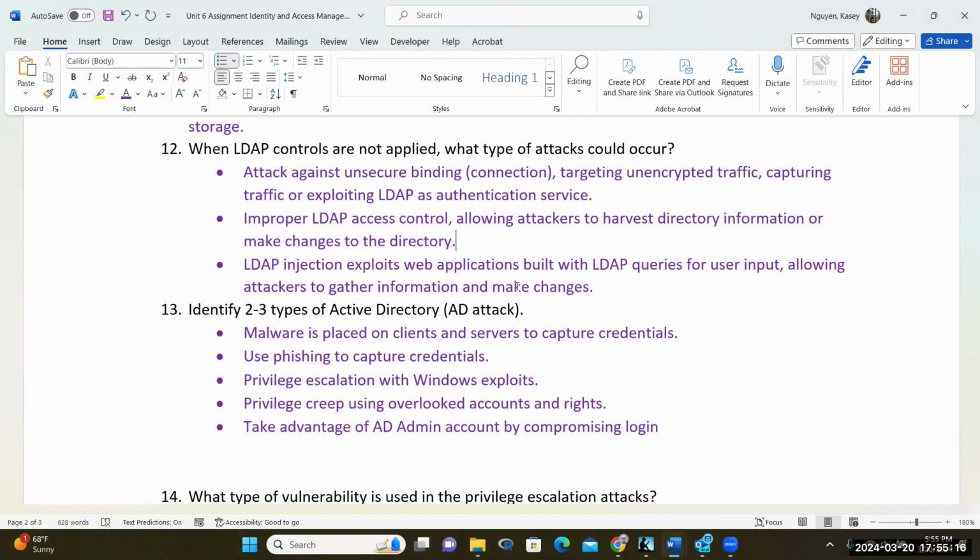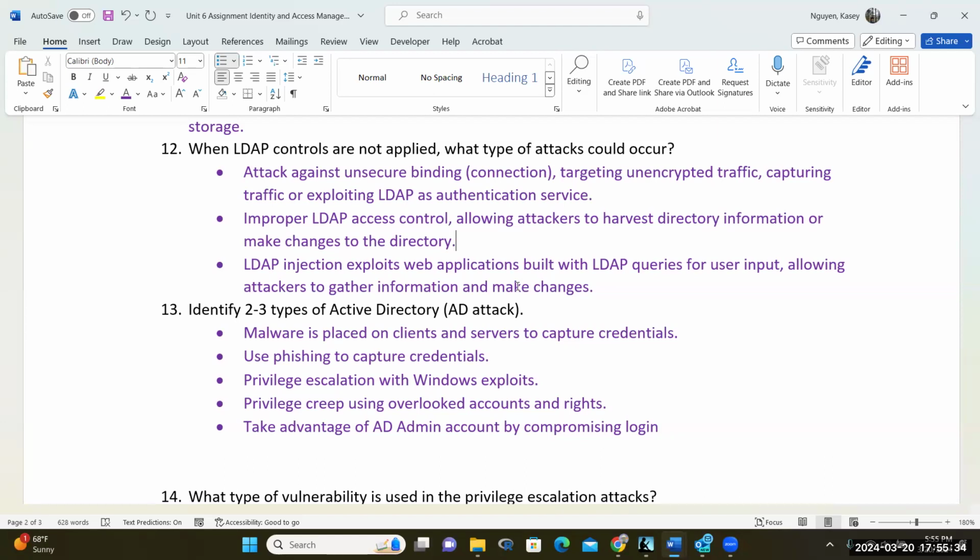Escalation of privilege with Windows exploit. So escalation of privilege just means that they might come in as a lower level user and eventually get to higher level. Could be group membership or could be making configuration changes.